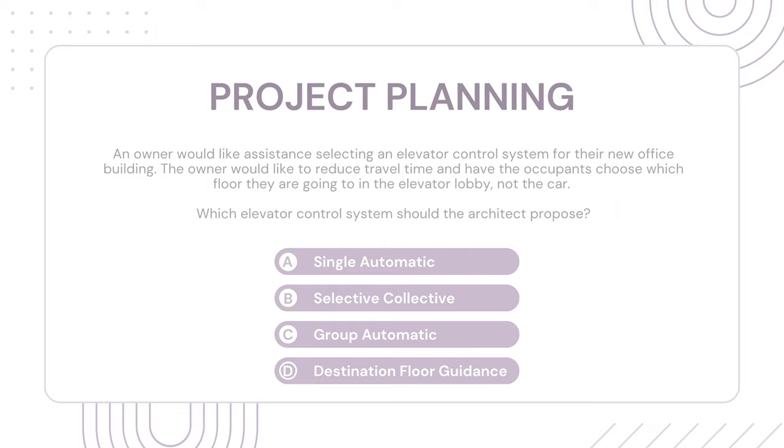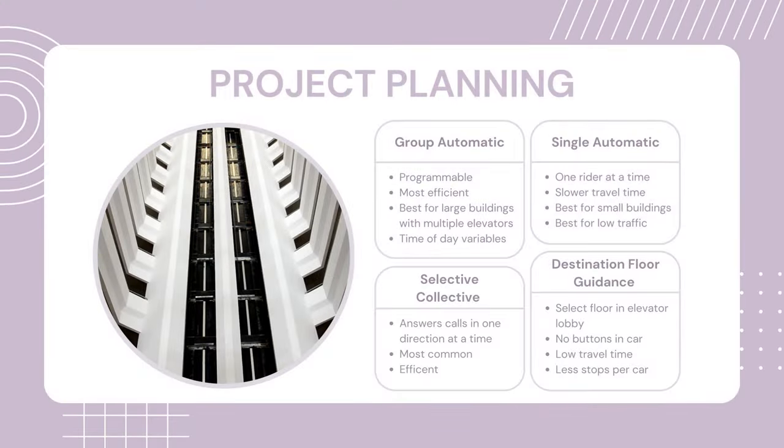The answer is destination floor guidance. The destination floor guidance system allows occupants to choose which floor they like to visit in the elevator lobby. Inside the elevator, there are no buttons. The system analyzes all the riders' requests on various floors and assigns a car based on similar destinations. This system has lower travel time and less stops for each car.